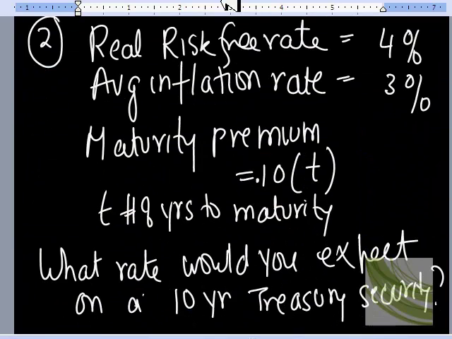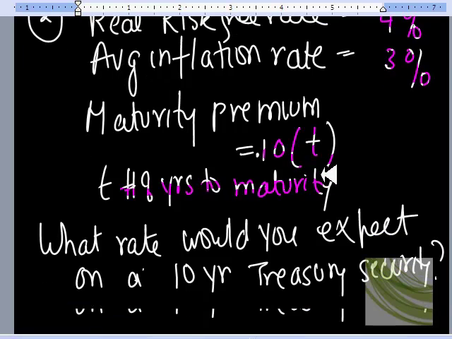Suppose your real risk-free rate is 4%. I mean, this is without inflation, okay? And your inflation is 3%, and your maturity premium is 10%. It's a function of time. It's 10% times the number of years, basically. T is the years to maturity. So what rate would you expect to earn on a 10-year Treasury security?